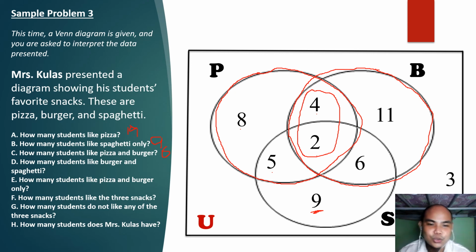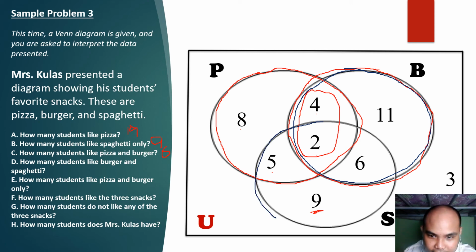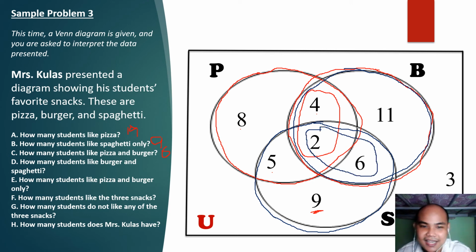Now, how many students like burger and spaghetti? Burger and spaghetti also. So we have burger and spaghetti. Burger here, this is our burger. And where is our spaghetti? This is our spaghetti. Okay, and what's the intersection of burger and spaghetti? This is our intersection of burger and spaghetti, which is 2 plus 6. The answer is 8. Correct. How about letter E?